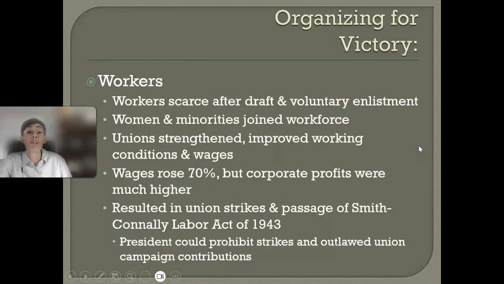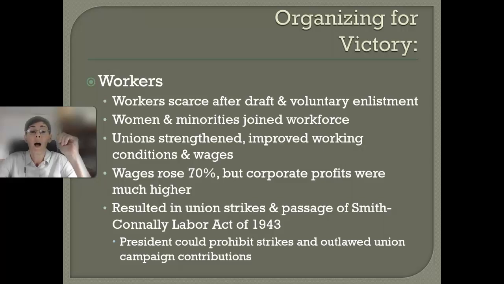Okay, workers. Workers were scarce after the draft and voluntary enlistment. So women and minorities were able to have access to jobs that they never had access to before because those jobs were taken by white men. But now most of the white men were off fighting in Europe and in the Pacific. So now we need people to come in and man the factories to produce all of the munitions and uniforms and food and everything that was needed for the war effort. During this time, because workers were so scarce, unions were strengthened and working conditions improved along with wages. Wages rose 70%, which was unprecedented, but corporate profits were even higher. So corporations did well during the war.